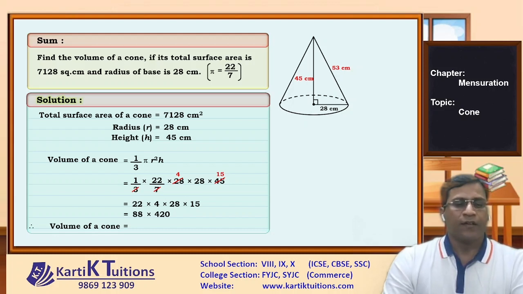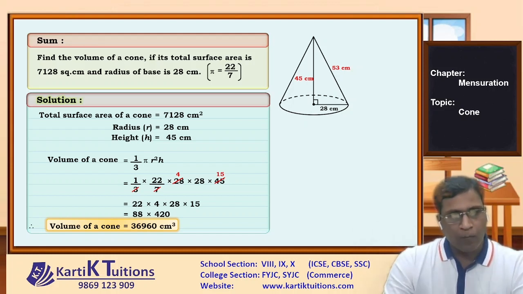That will give us 36960 centimeter cube. So the volume of cone is 36,960 centimeter cube. I hope you have understood this sum. Let's move towards the next sum.